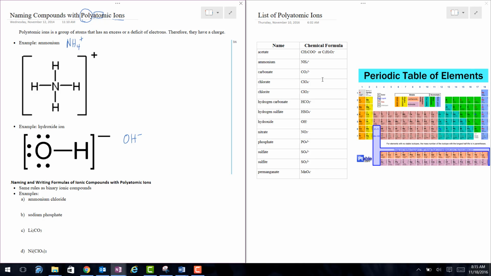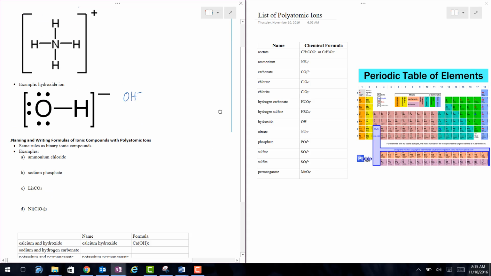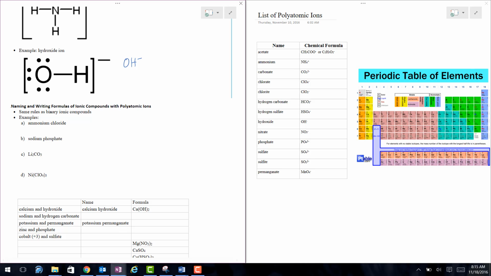In your OneNote, you have a list of polyatomic ions. This is a short list of polyatomic ions. There are lots of other ones, but these are the ones that we'll be working with, so you'll want to be referring to this table as we're doing examples. Now, when we're working with polyatomic ions, the naming and the formula writing is the same as with binary compounds. So when you want to write a formula, you're going to write the ions beside each other, the positive ion and the negative ion, and you're going to do the crossover method. So let's look at some examples.